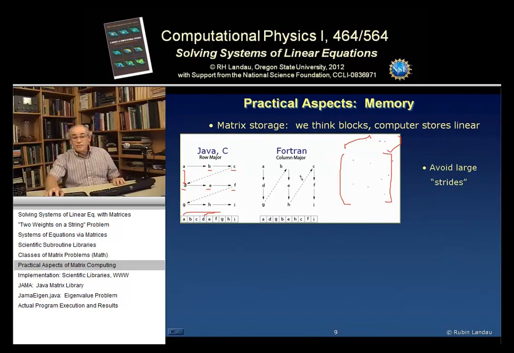You need to think about that. Fortran uses column major order. So the matrix A, B, C, D, E, F, G might conceptually still be in a block, but it's actually stored down columns first, and then they jump up rows. So if you want to go from A to the next element B, you'd have to jump a whole bunch of steps. So your algorithms need to know this. And the rule here is avoid large strides. Strides being the size of the steps you take in getting from one element to the other. You need to keep that as small as possible.